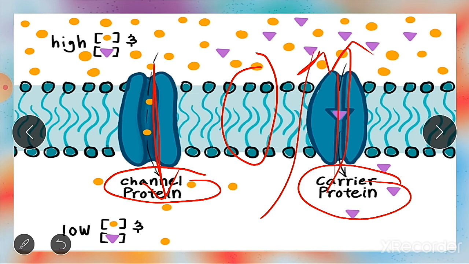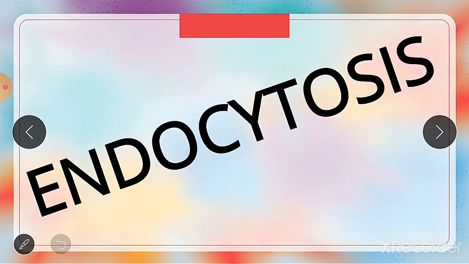Mediated transport is of two types. First one is facilitated diffusion, where energy is not required, but the active transport needs energy, that is, ATP molecules are required. So this is about the mediated transport.